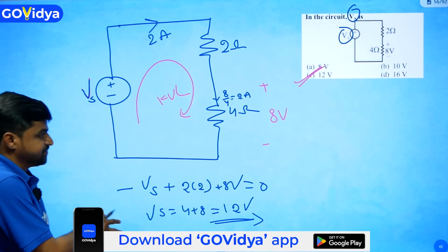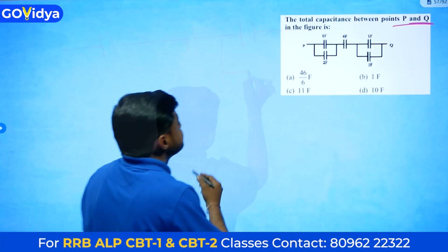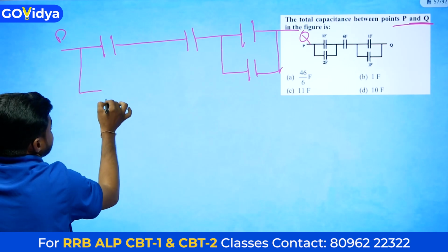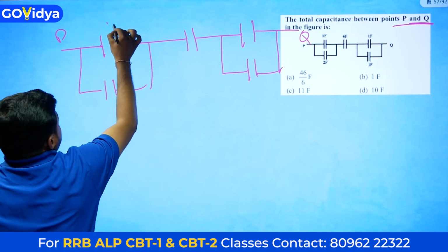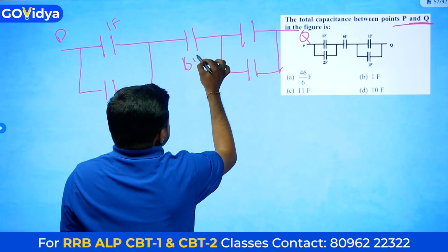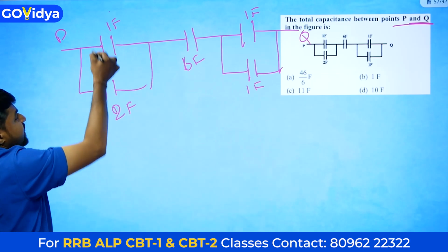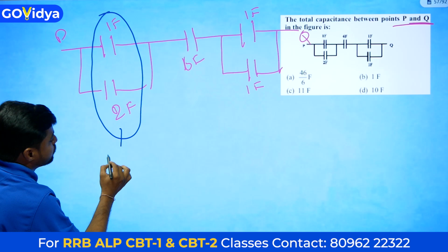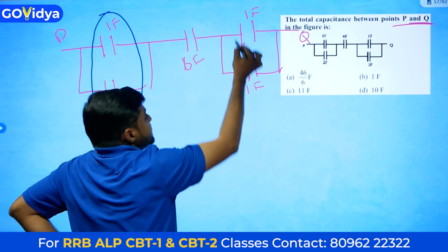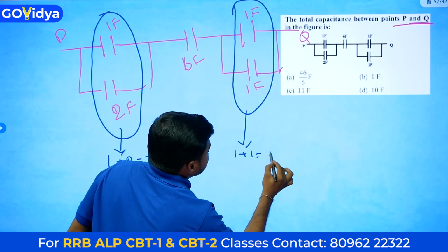Next question. The total capacitance between P and Q is, this is Q, this is P. Here 1 farad, 2 farads, here 6 farad, here 1 farad and 1 farad. These two capacitors are connected in parallel, so 1 plus 2 is equal to 3 farad. Again these two capacitors are connected in parallel, then 1 plus 1 is equal to 2 farad.